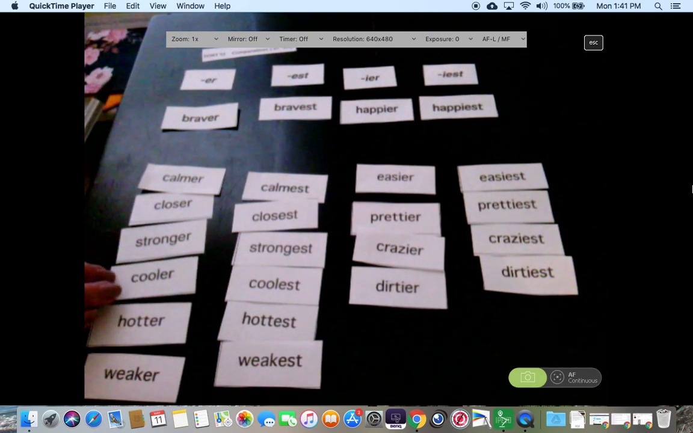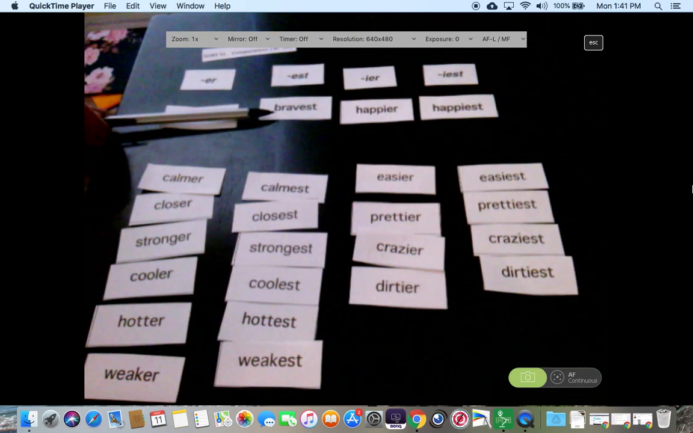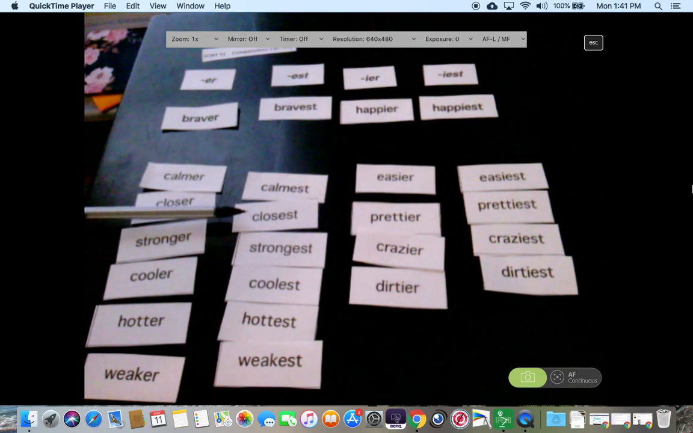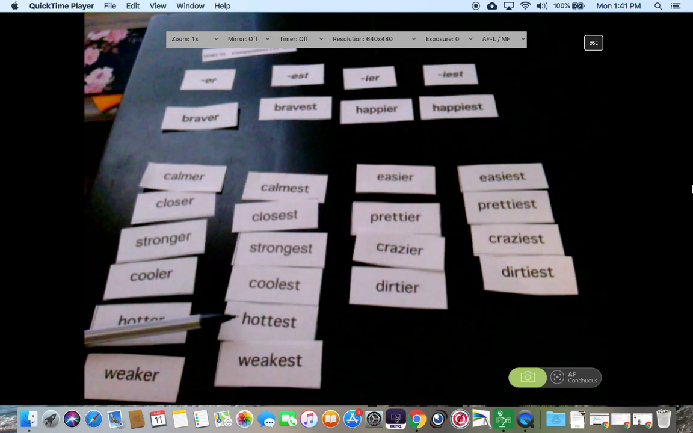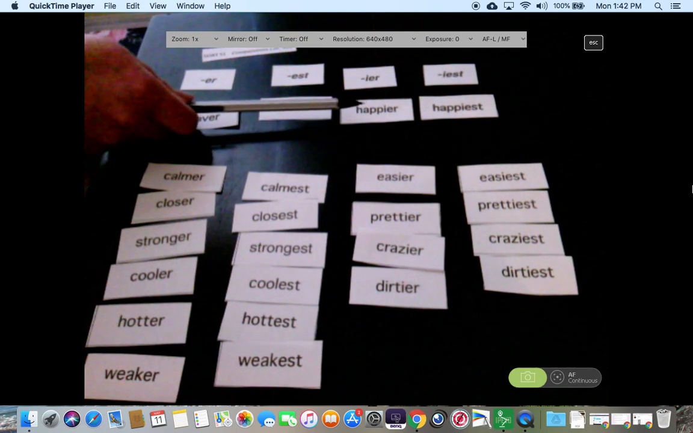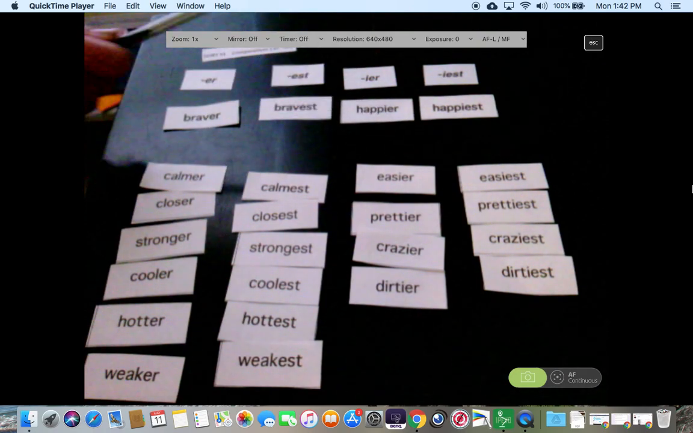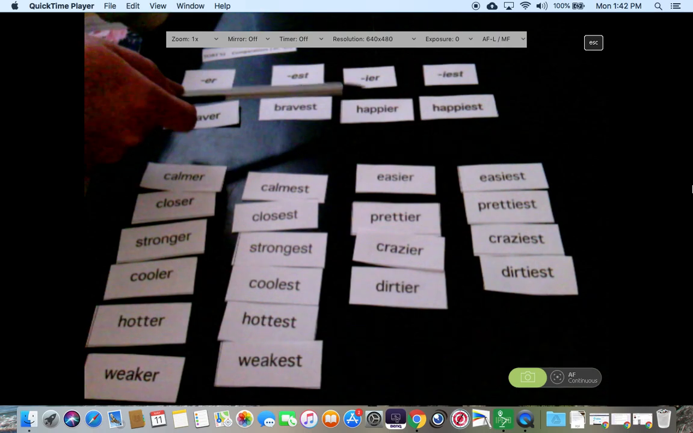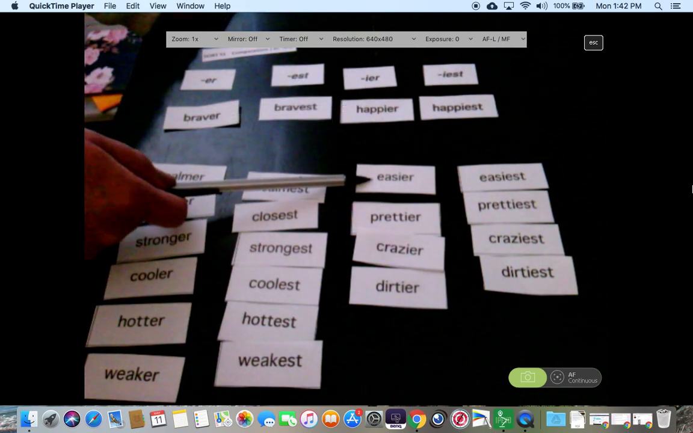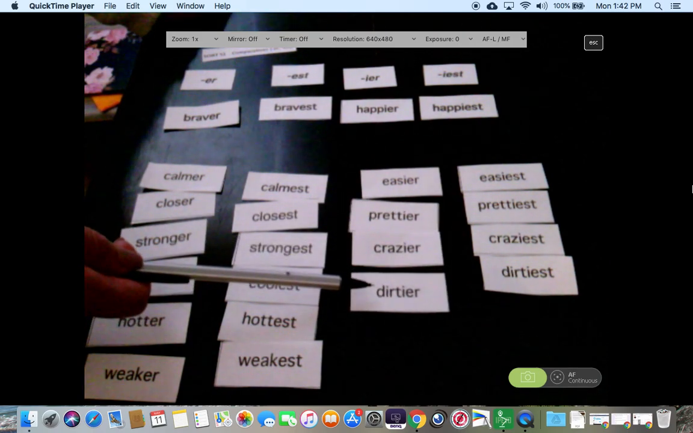And I know that I did not say this, but if you are not reading these words with me, please make sure that you're reading and following along, okay? Next one is bravest, calmest, closest, strongest, coolest, hottest, weakest. Now, when words that end in Y, so like happier, it does look a little weird, doesn't it? But if you remember the rule, and you think, oh, I see an ER here, so this I must have been Y for the base word, I know that word is happy. So under the IER, happier, we have easier, prettier, crazier, and dirtier.